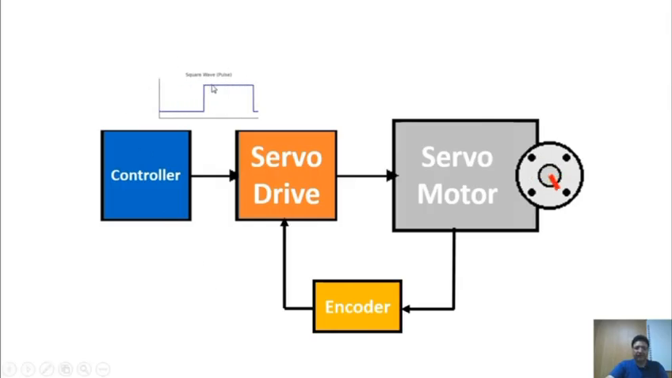Now this pulse can be generated by a controller, or it can be created by a PLC, which stands for Programmable Logic Controller. So our controller, which could for example be a PLC, generates a pulse signal. It then sends the pulse to the servo drive. The servo drive is also connected to the servo motor and causes our motor to start rotating.